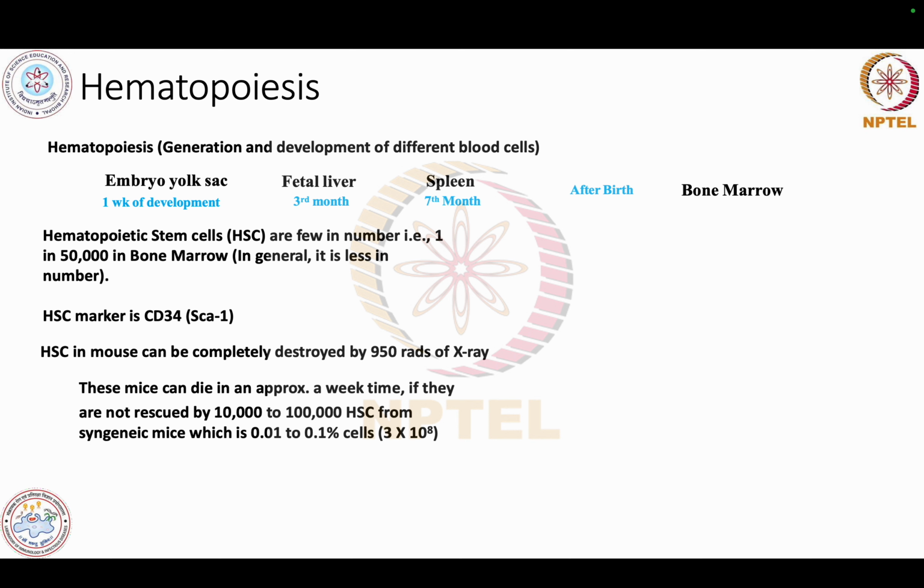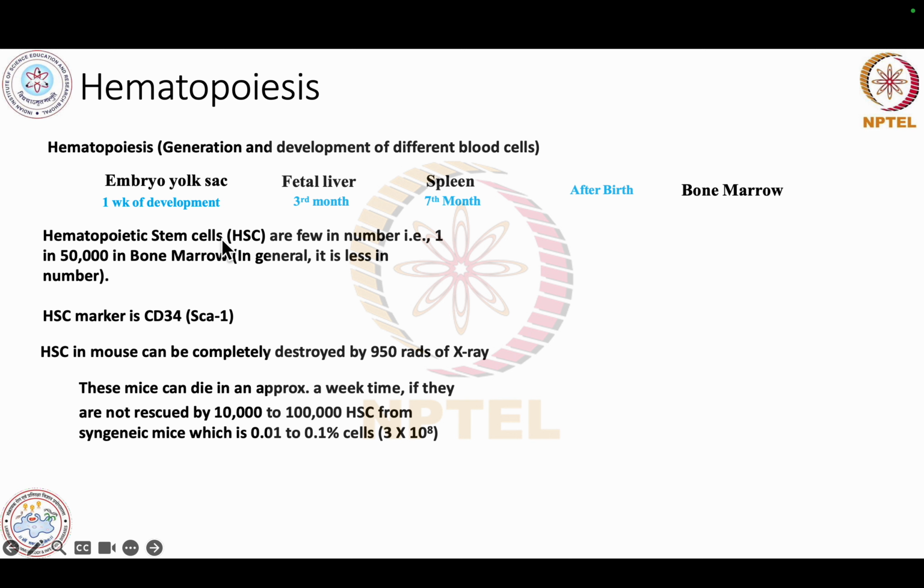When babies or human beings are in a developing state, at 1 week of development the embryo yolk sac is the source of generation and development of different blood cells. When a baby is in its 3rd month of maturation, it will be the fetal liver, then the spleen at the 7th month. After birth, it will be the bone marrow where generation and development of different blood cells take place.